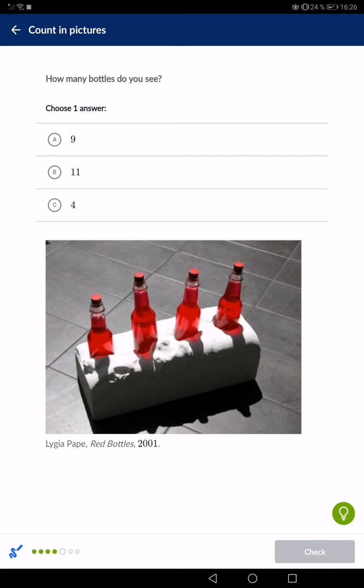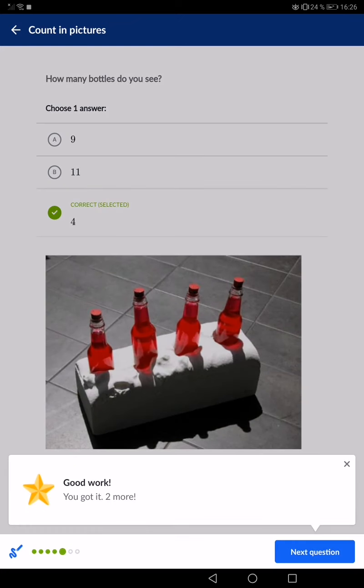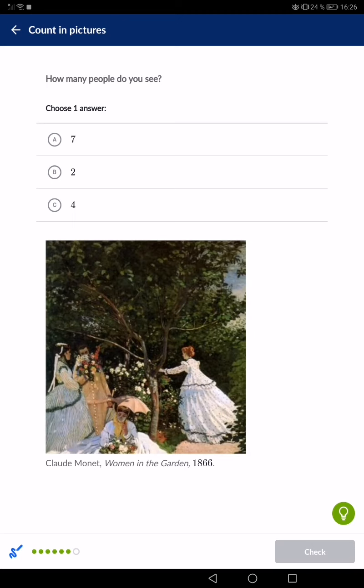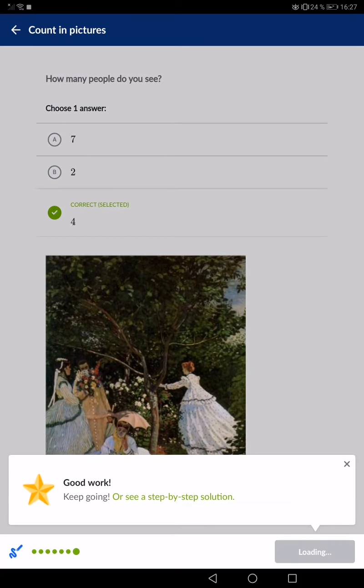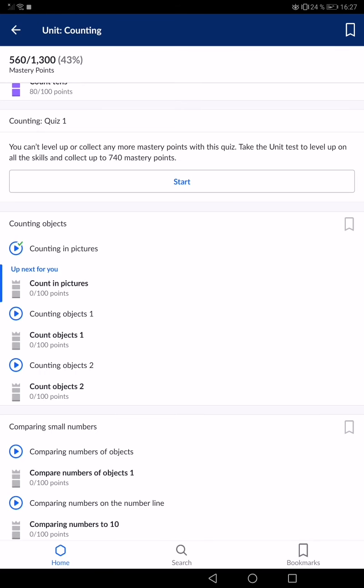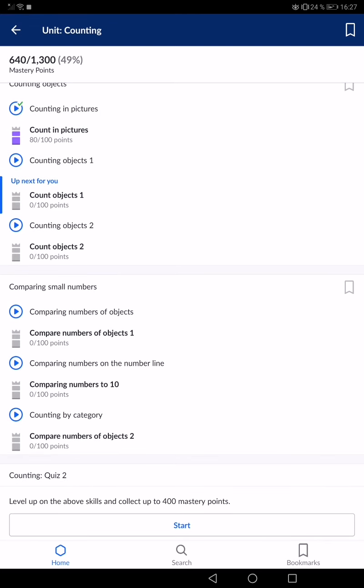How many bottles do you see? I see 4. Bottles is the unit, it's the bag, and I have 4 in this frame. How many puppies are there? There are 3 puppies. 3 happy little puppies. 1, 2, 3, 4. How many people do you see? I see 4 people. Alright. Okay, I counted pictures.